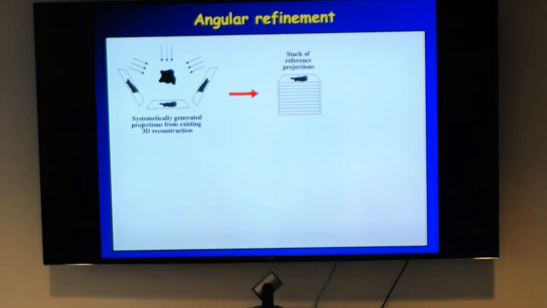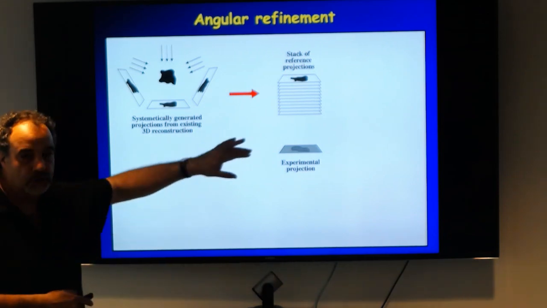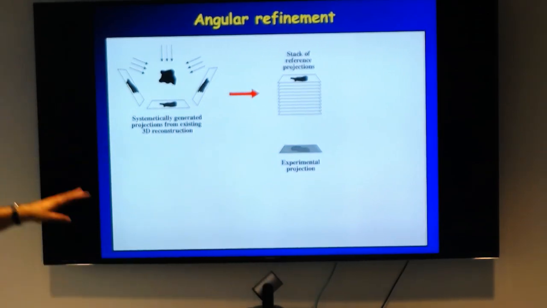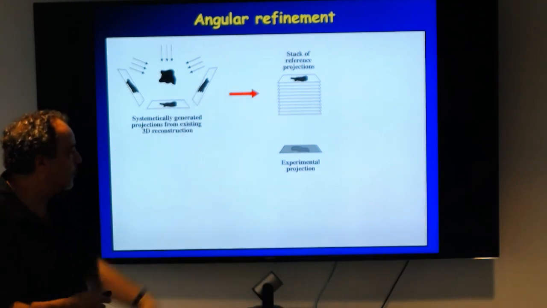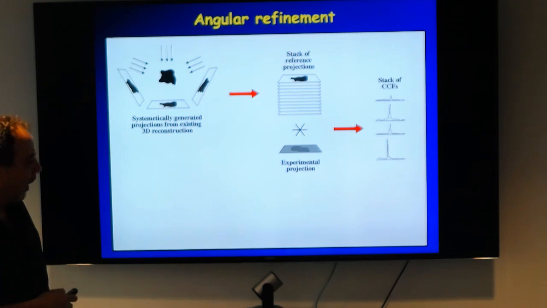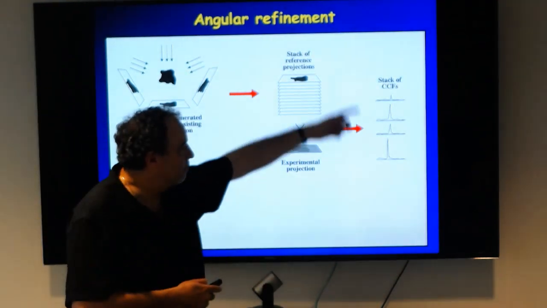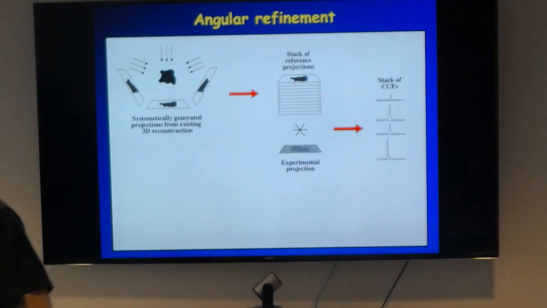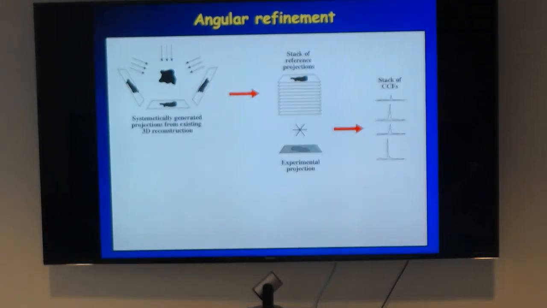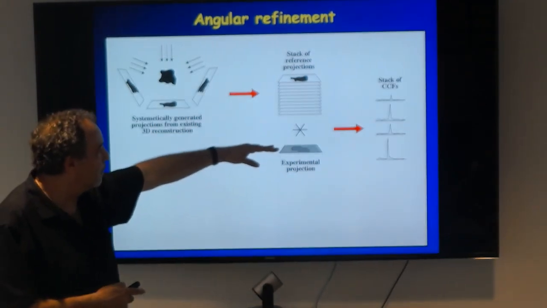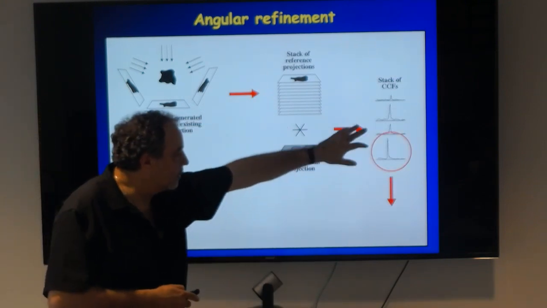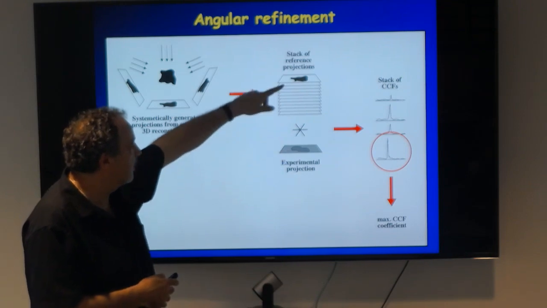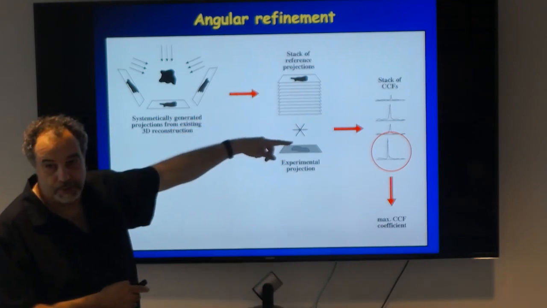Now you have these reference projections and you have the experimental projections. So this is just one, but you have thousands of these obviously. So now you take one of these experimental projections and you compare this with all your reference projections by cross-correlation. And what you end up with are these cross-correlation peaks. And so the idea is the higher the peak, the more similar this experimental projection is to this reference projection. So the one that has the highest correlation peak is going to be the closest reference to this experimental projection.